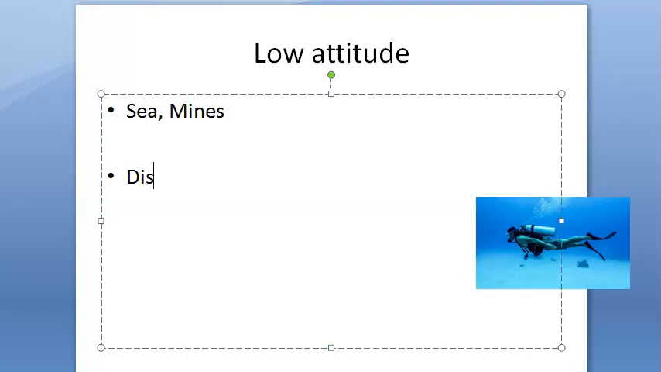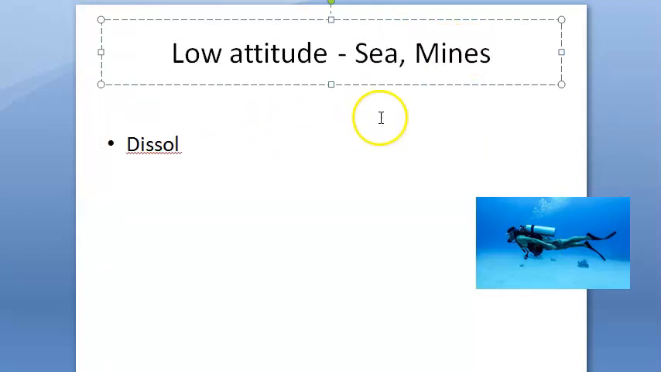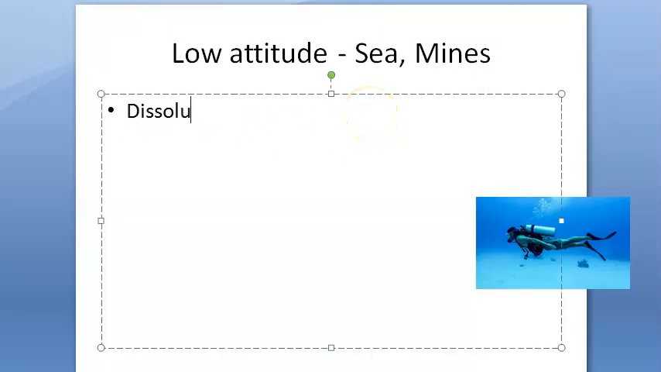So what exactly happens here? Dissolution of blood gases. At high atmospheric pressure, the blood gases dissolve in blood and the tissue. Based on their partial pressure, they are going to dissolve. This causes various manifestations. What are the manifestations?